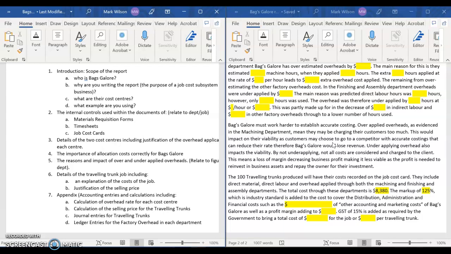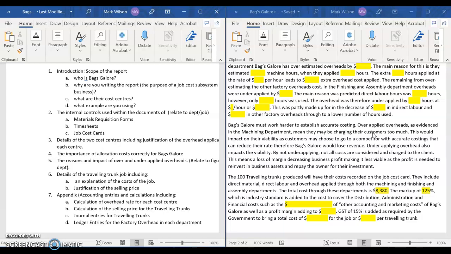Now, this links back to the importance of allocating overhead correctly. I've asked you to use the word viability, and viability is really key for excellence here. So the problem in the first department of over-allocating the overheads means that we may charge too much to our customers. If we charge too much to our customers, then we're no longer as competitive as perhaps we need to be. Therefore, they might go find somewhere else to go.